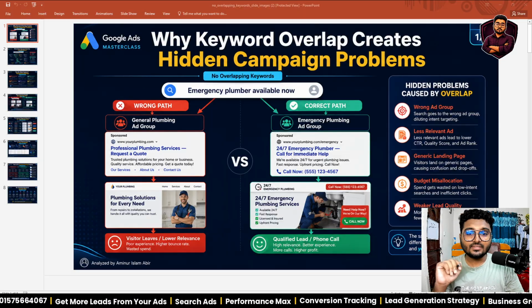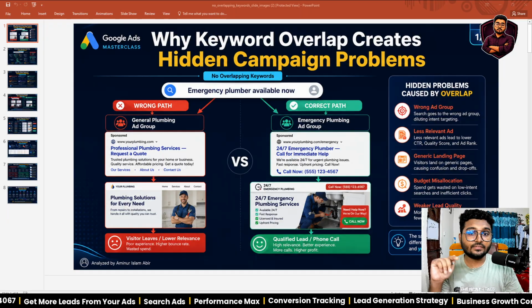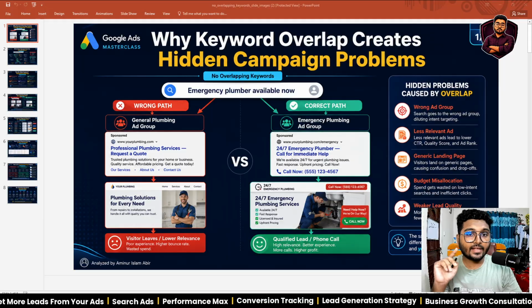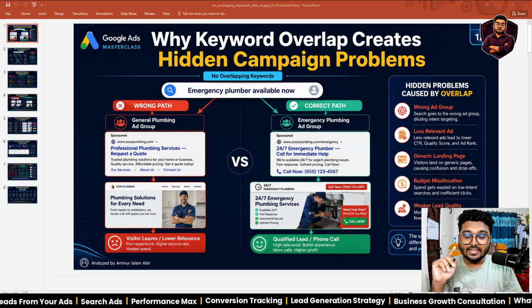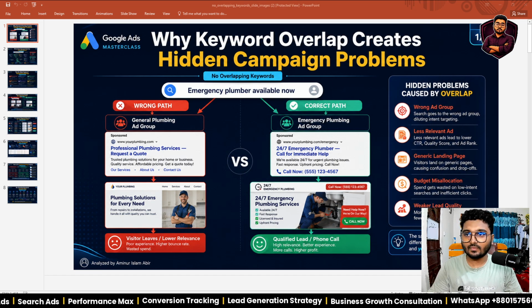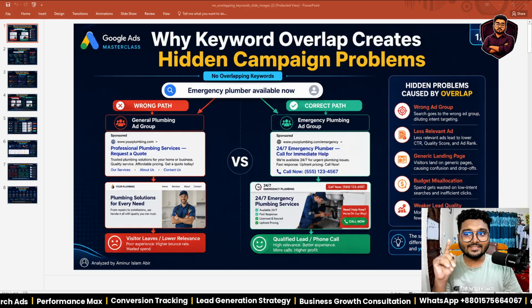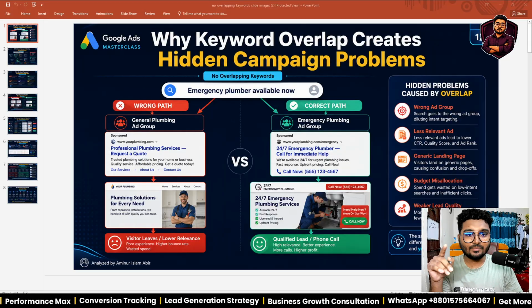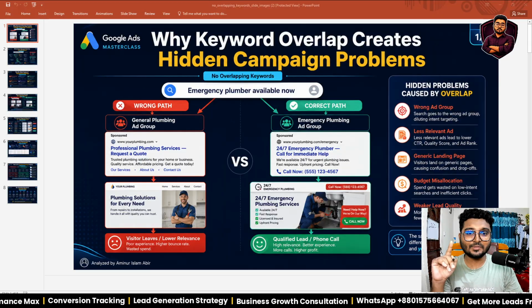The goal is not zero technical overlap. The goal is to give every important search one clear and profitable customer journey. Let's begin with why the problem is so easy to miss. So this is my slide 1. Here I describe why keyword overlap creates hidden campaign problems.